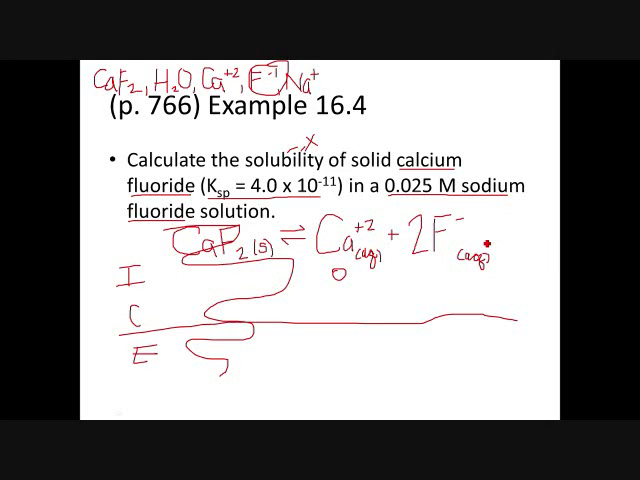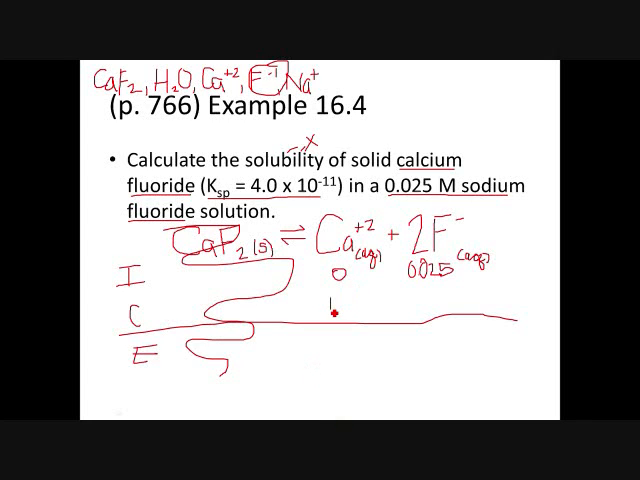So that tells us that the sodium fluoride concentration is the initial concentration of the F minus ion in the solution before the calcium fluoride breaks down. So that 0.025 is the initial concentration of the F. Okay, so that's why it's not 0.